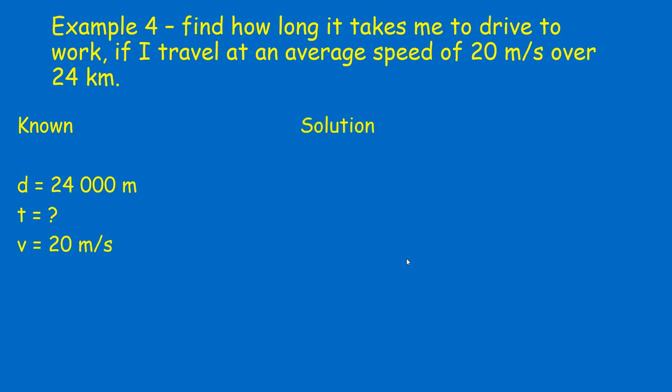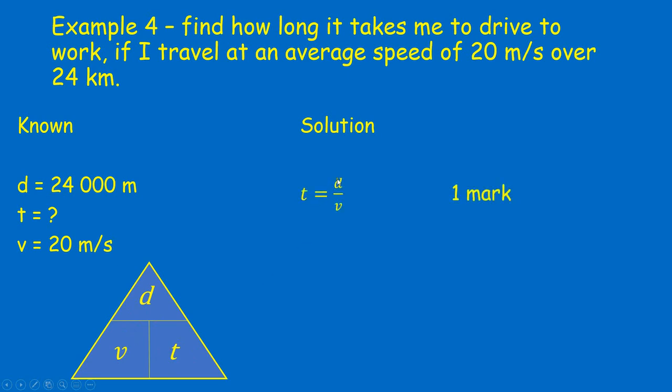Now we need to write down the equation. Again, we can use the triangle to help us work out what the equation is. We're being asked to work out the time, and here's the time here. If you can see the time, of the other two, one is on top of the other. D is on top of V. And since D is on top of V, that's how it must look in the equation. So the time is equal to D on top of V, so distance divided by the speed, 1 mark. Next we put in the numbers, so it's 24,000 divided by 20 for the speed. Another mark, and then we put it in the calculator and we get the answer as 1,200 seconds. That gets you a mark.